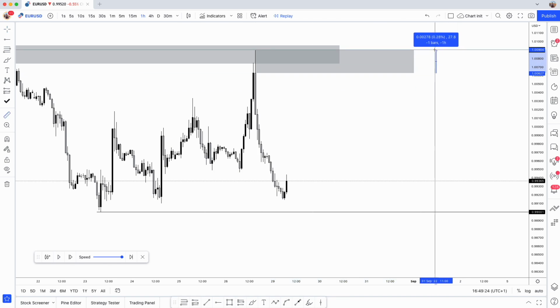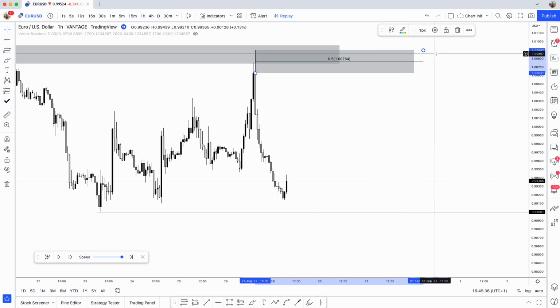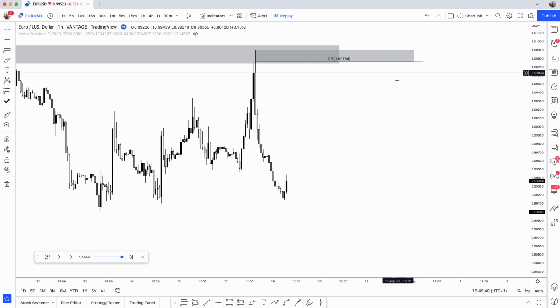Let's measure out that POI. It's about 27 pips, which is a bit big. So we can mark out 50%, which is about there, and then there we go. So all we need to do is wait for some sort of reaction.